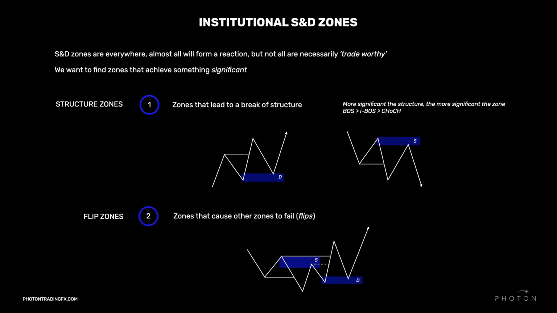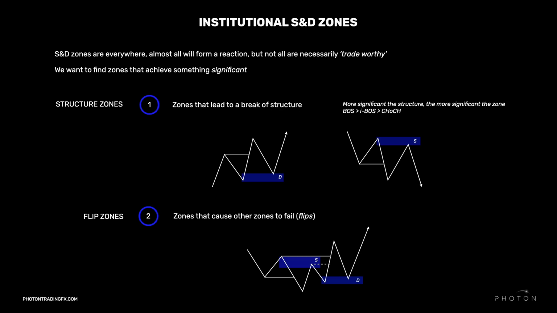Now, the second main way we use to validate institutional zones is if a zone manages to overpower and take out another zone, causing that zone to fail. Okay, so we call these flips. So a supply to demand flip is where we have a supply zone that's in control, but then demand overpowers that supply zone and takes control. Okay, so supply flips to demand. So we call it a supply to demand flip, which is the example you can see on the screen. And the opposite of that would be where demand flips to supply. Okay, and don't worry, we'll go into this in loads more depth in future lessons.